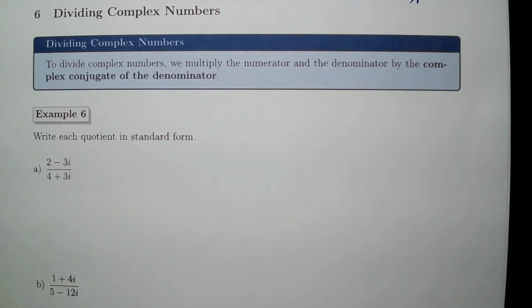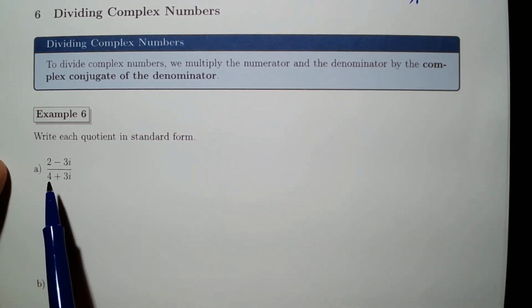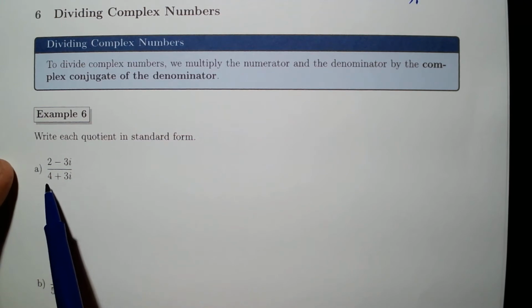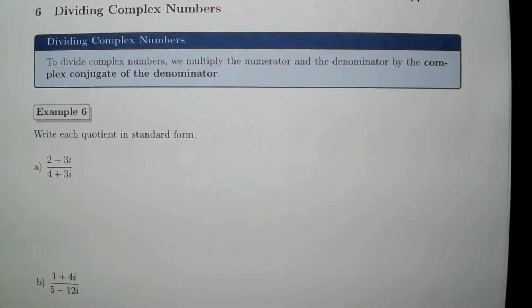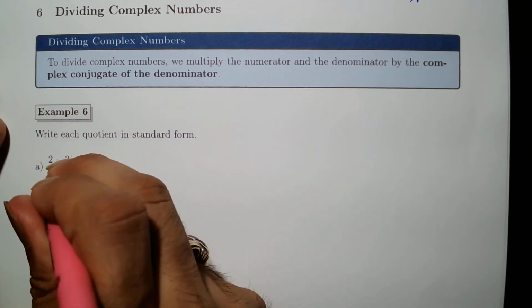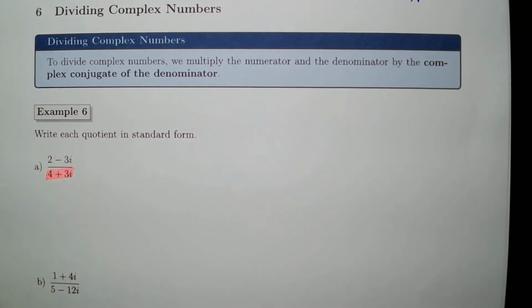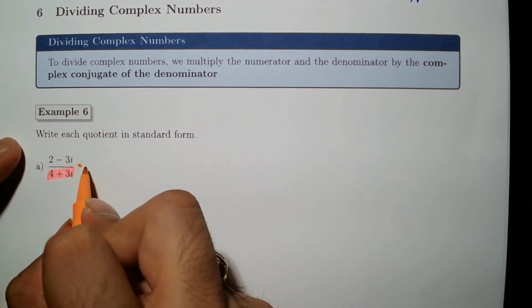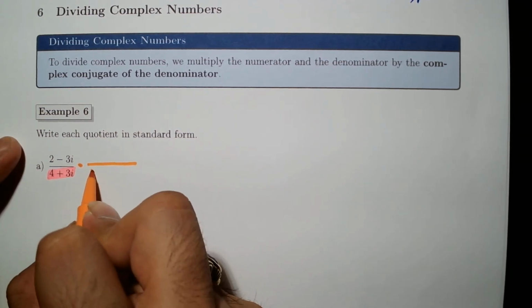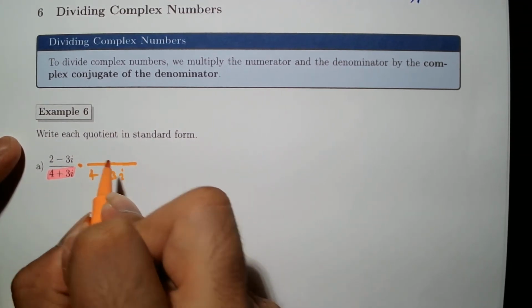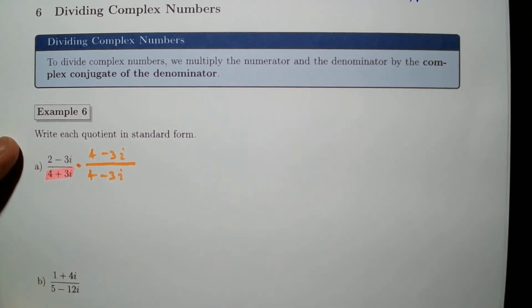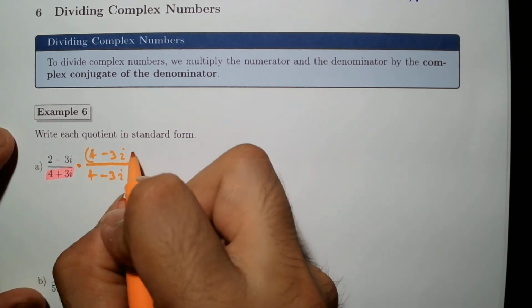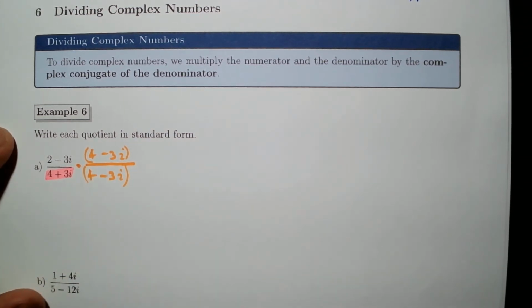Dividing complex numbers. To divide complex numbers, we need to multiply the numerator and the denominator of the given complex number by the conjugate of the denominator. So in this case, let's highlight the denominator and multiply numerator and denominator by the conjugate of that number. So the conjugate will be 4 minus 3i. So multiply numerator and denominator. I'm going to put parentheses around these guys as well.